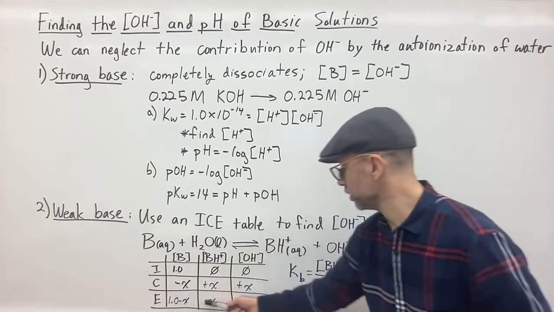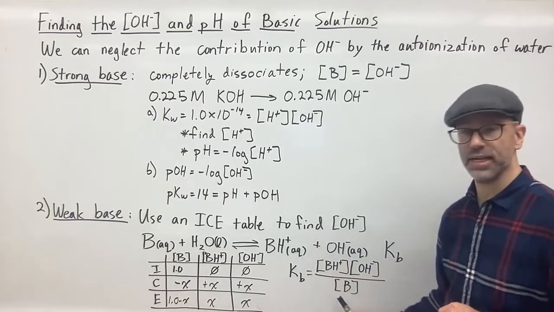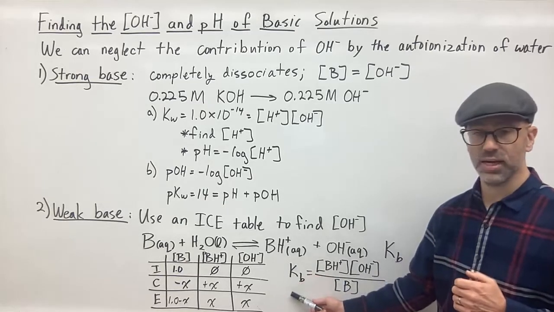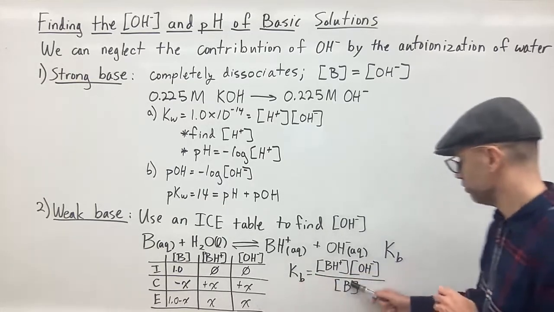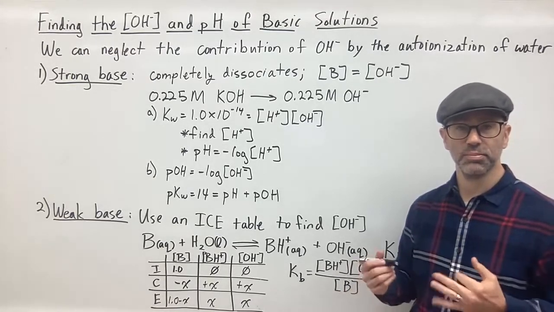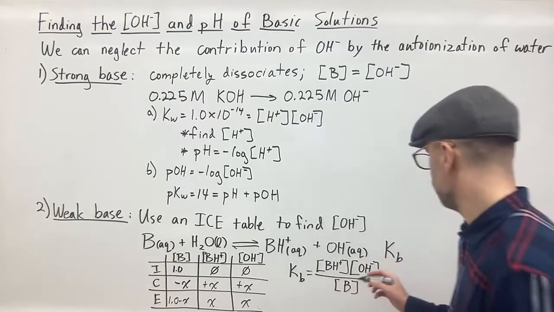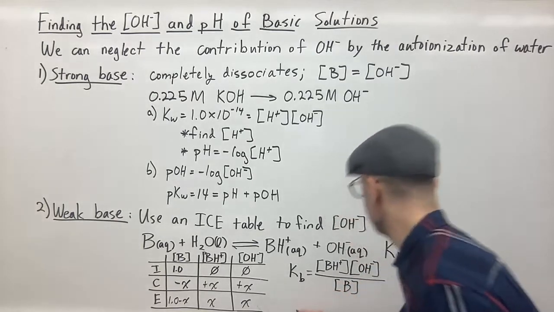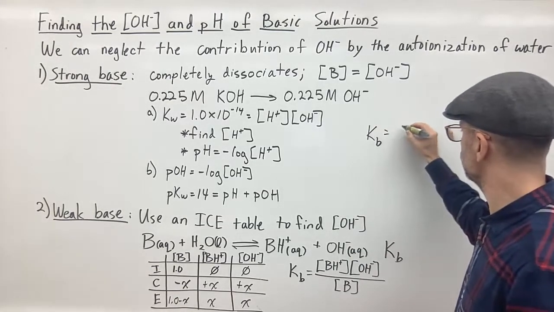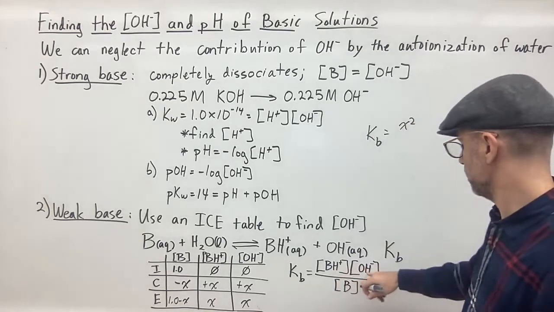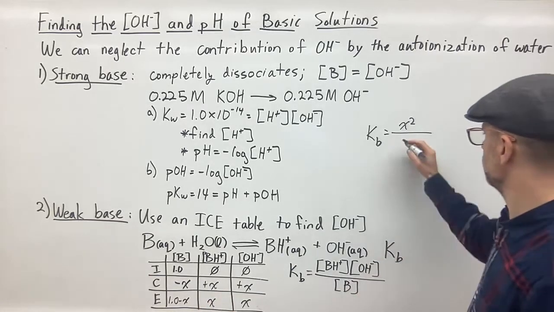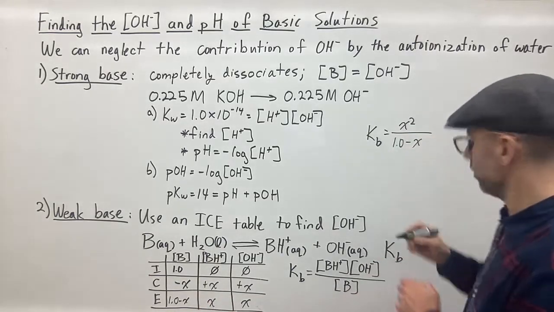I take the equilibrium expressions and plug them into my Kb, which is the base ionization constant. Again, I'll get some sort of quadratic expression. Let me write it up here. So I'll have Kb is equal to x squared, since this is x and this is x, they give x squared. And then on the bottom, the concentration of B is 1.0 minus x.